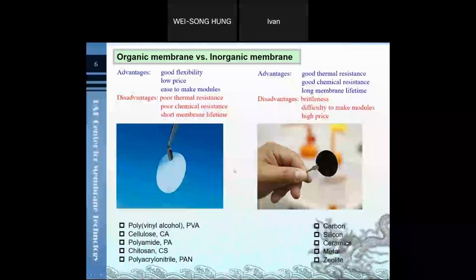In general, the membrane can be organic or inorganic. The organic membranes are flexible, cheap, and easy to make into modules, but they have poor thermal and chemical resistance, and also a short membrane lifetime. The inorganic membrane has good thermal and chemical resistance, and also a longer membrane lifetime. But the problem of the inorganic membrane is that it is brittle, difficult to make into a module, and high priced.